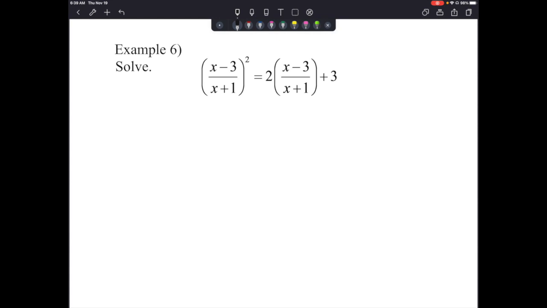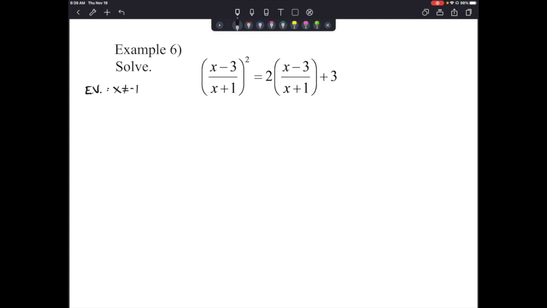It says the quantity of x minus 3 over x plus 1, all squared, equals 2 times the quantity of x minus 3 over x plus 1, and then plus 3. So I'm going to talk to you real quick about 2 different ways you can solve this. First of all, we can see our excluded value because we only have one algebraic expression in the denominator, right? We're going to say that x cannot equal -1.